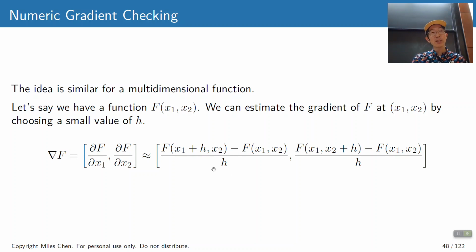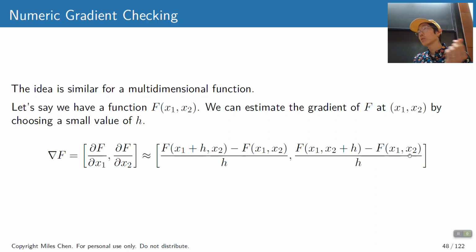First, we find the numeric estimate for the partial with respect to x1, and then the numeric estimate for the partial with respect to x2. The way this works is you find the value of the function at your current location of x1 and x2, and you add a tiny little h just to the x1 component. You leave x2 the same. And you say, how much did my function change when I added a tiny little h to x1? Then you take that difference and you divide by h.